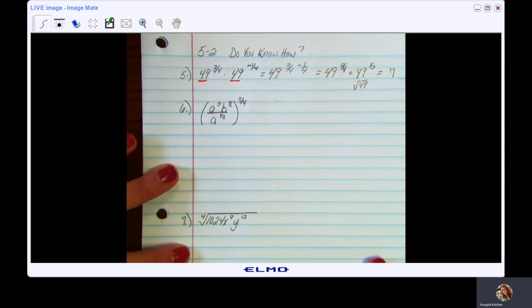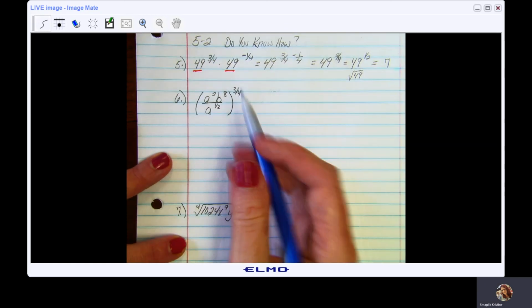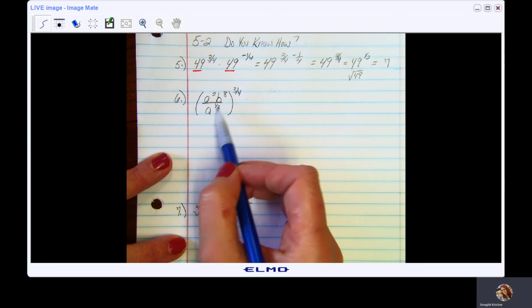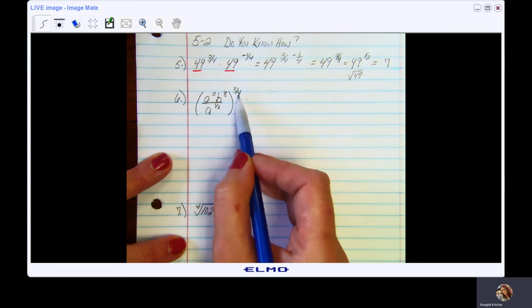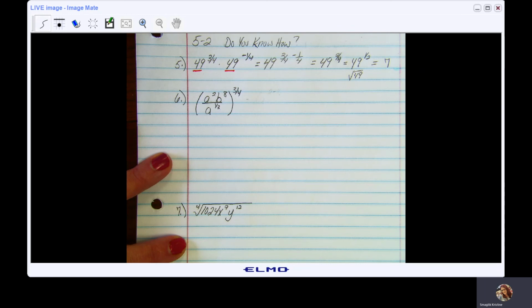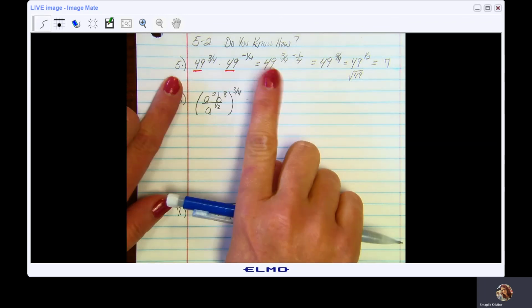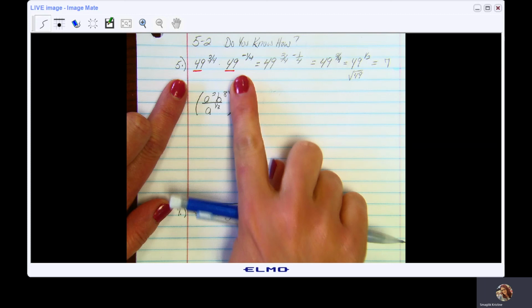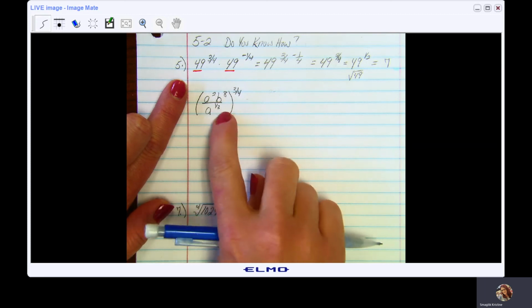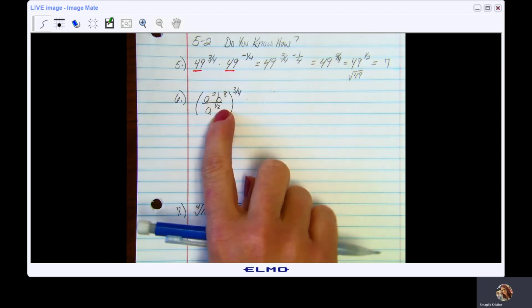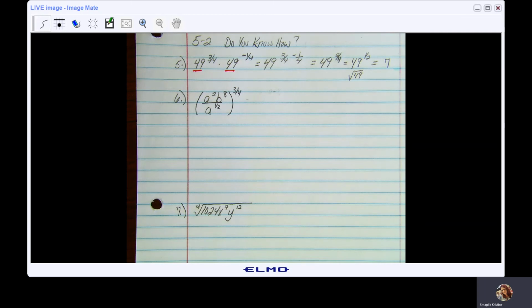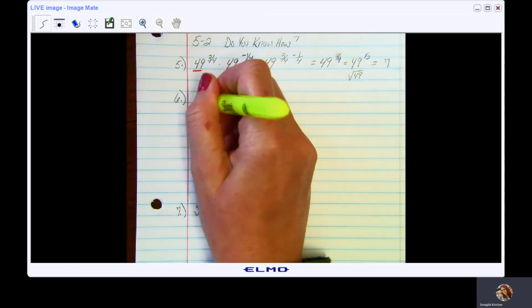Let's take a look at number 6. We have a squared times b to the 8 divided by a raised to the 1/3 power, and all of this is being raised to the 3/4 power. First, we need to remember PEMDAS, our order of operations. You're going to do what is in parentheses first. So if I just ignore this exponent of 3/4 and I look inside my parentheses, I want to simplify whatever I can. Now I see I have a same base, a.